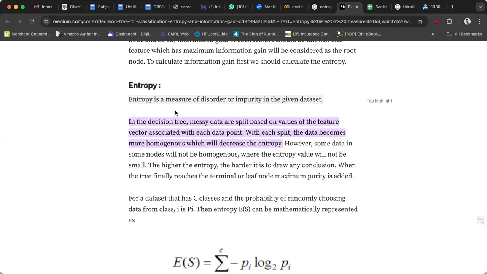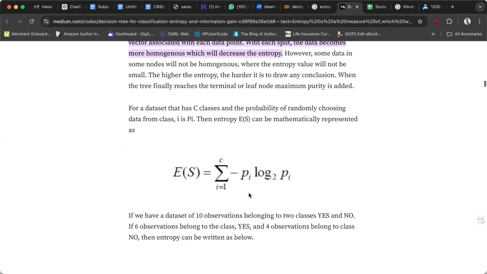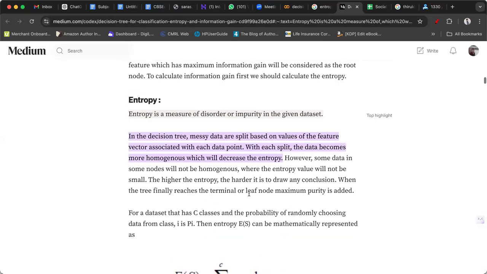Just have this in mind while doing this calculation and this split. Messy data are split based on values of the feature vector associated with each data point. With each split, the data becomes more homogeneous, which will decrease the entropy. Do you follow this information?